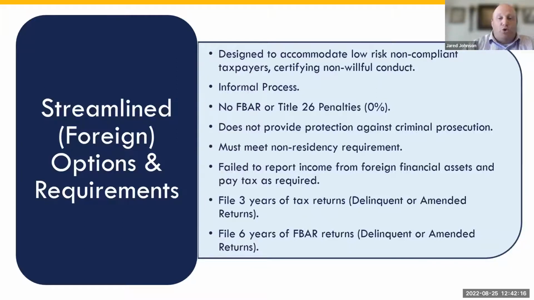The Streamlined program has two iterations. There's a foreign and there's a domestic. And this is the foreign one that we're going to talk about. This program is designed for people who haven't been filing those international forms which we've been discussing, and they have unreported income from those foreign assets that they're failing to disclose. And so this is an informal process. Unlike the first one, the criminal investigation, where you have to ask the IRS to be allowed into the program, this one you do not. You just send in your filing, and you wait to hear back from the IRS. And really, no news is good news under the Streamlined program.